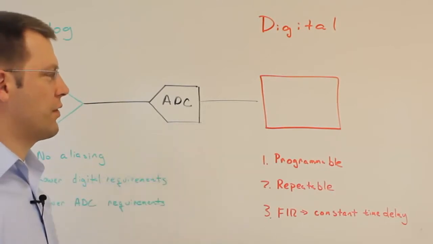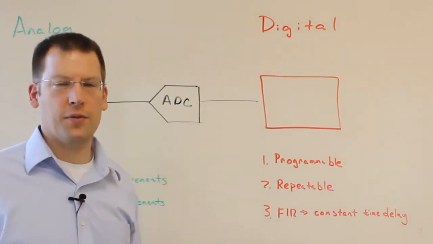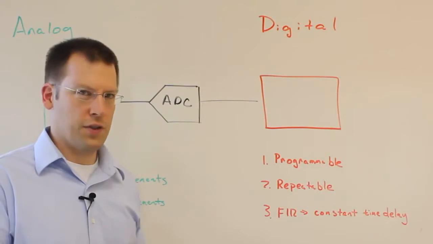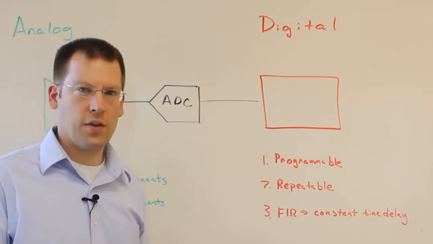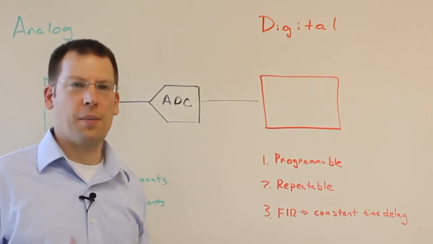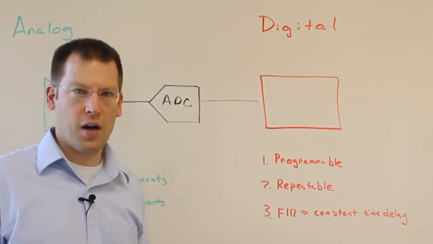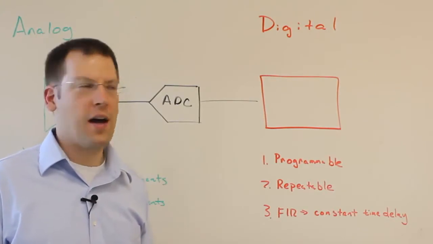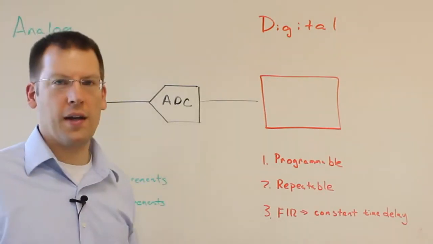So the first advantage of a digital filter is that it's programmable. A digital filter has a set of coefficients, it has a clock rate. Typically both of these are pretty easy to change. So if you have an application that needs different filtering requirements that you need to change on the fly, a digital filter is a really good way to go.